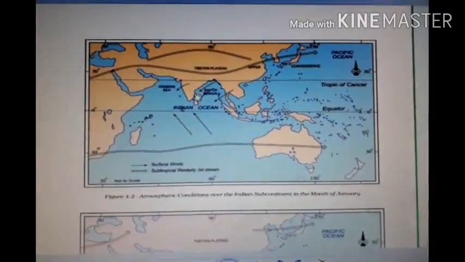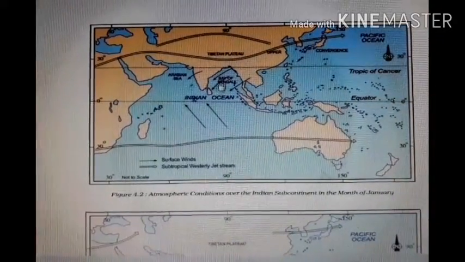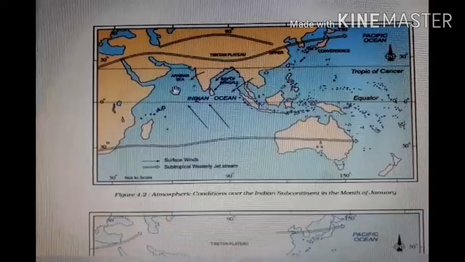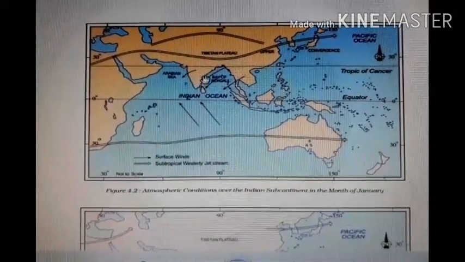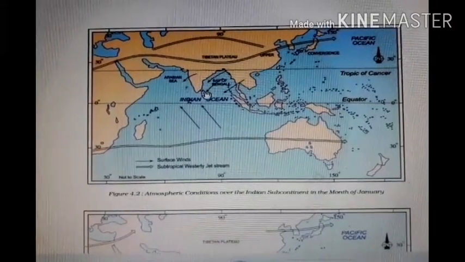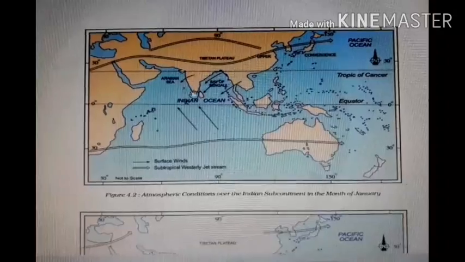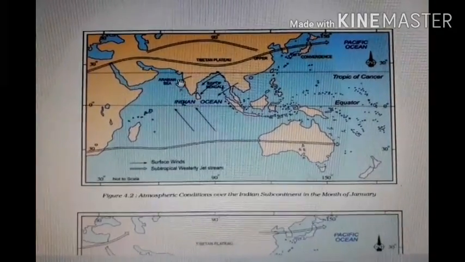This is the area where tropical cyclones generally prevail, in the eastern part of India as well as the western part. This is the peninsular region of India, where we can see yearly cyclones coming and striking the coastal borders of India.